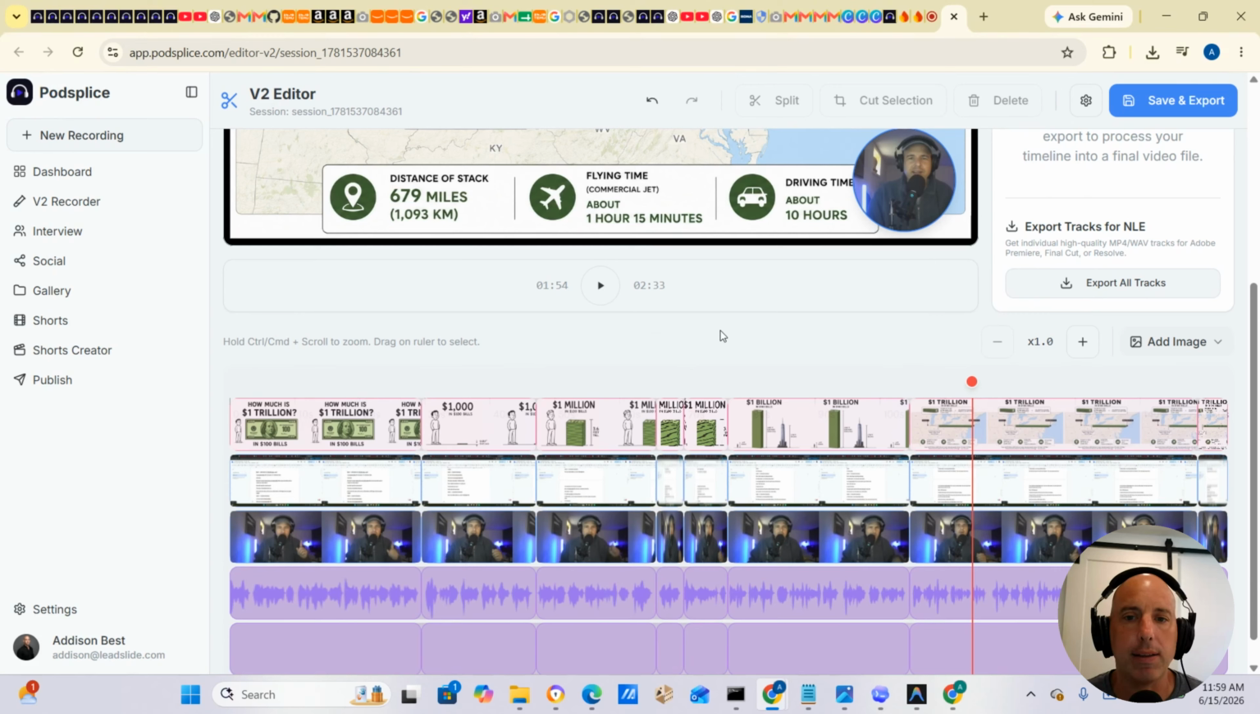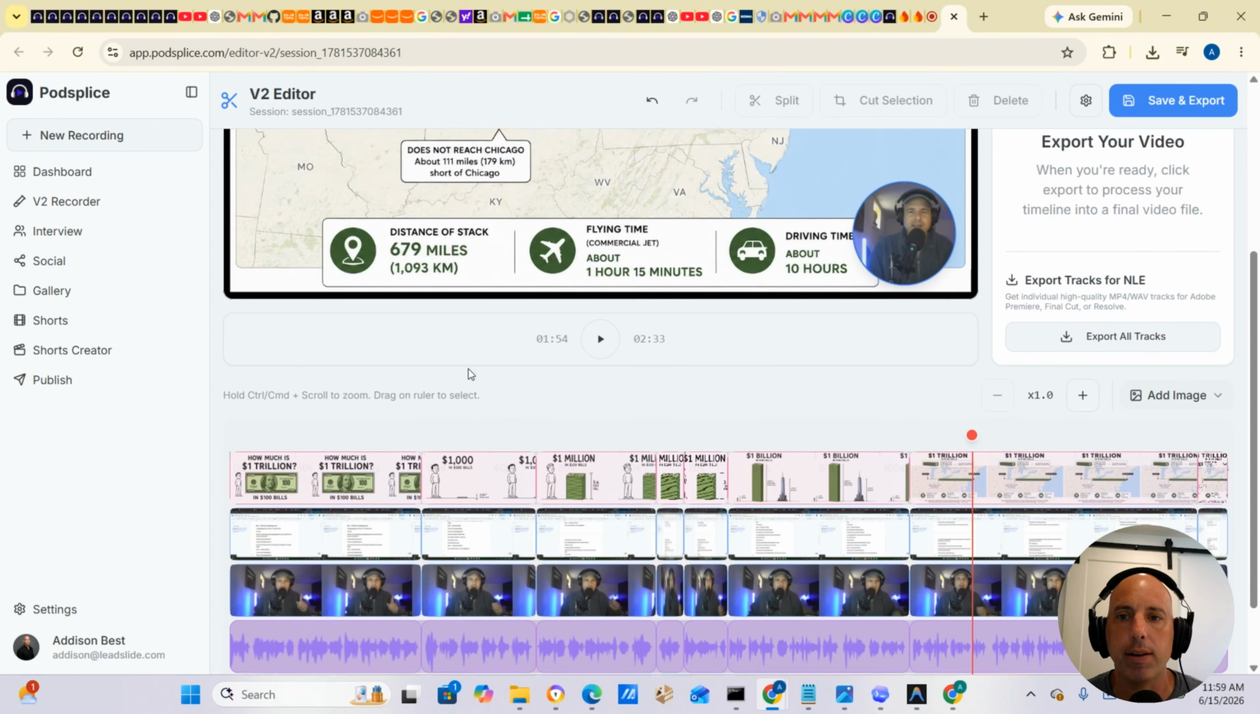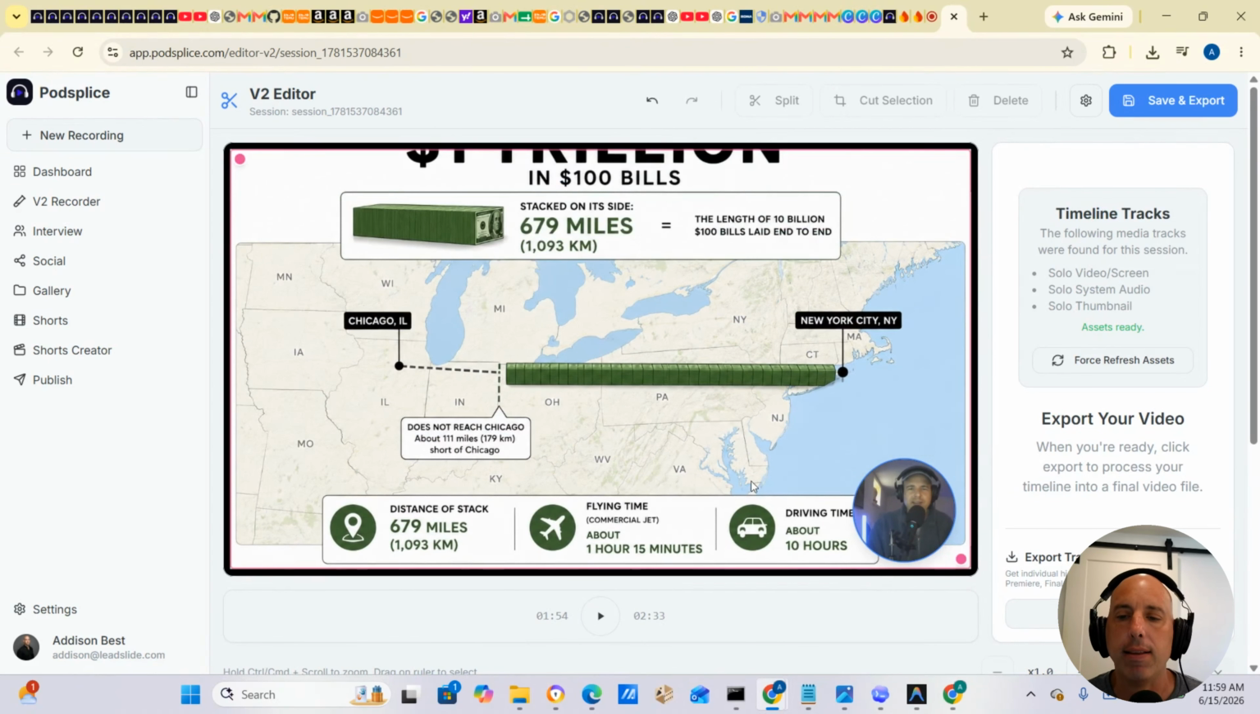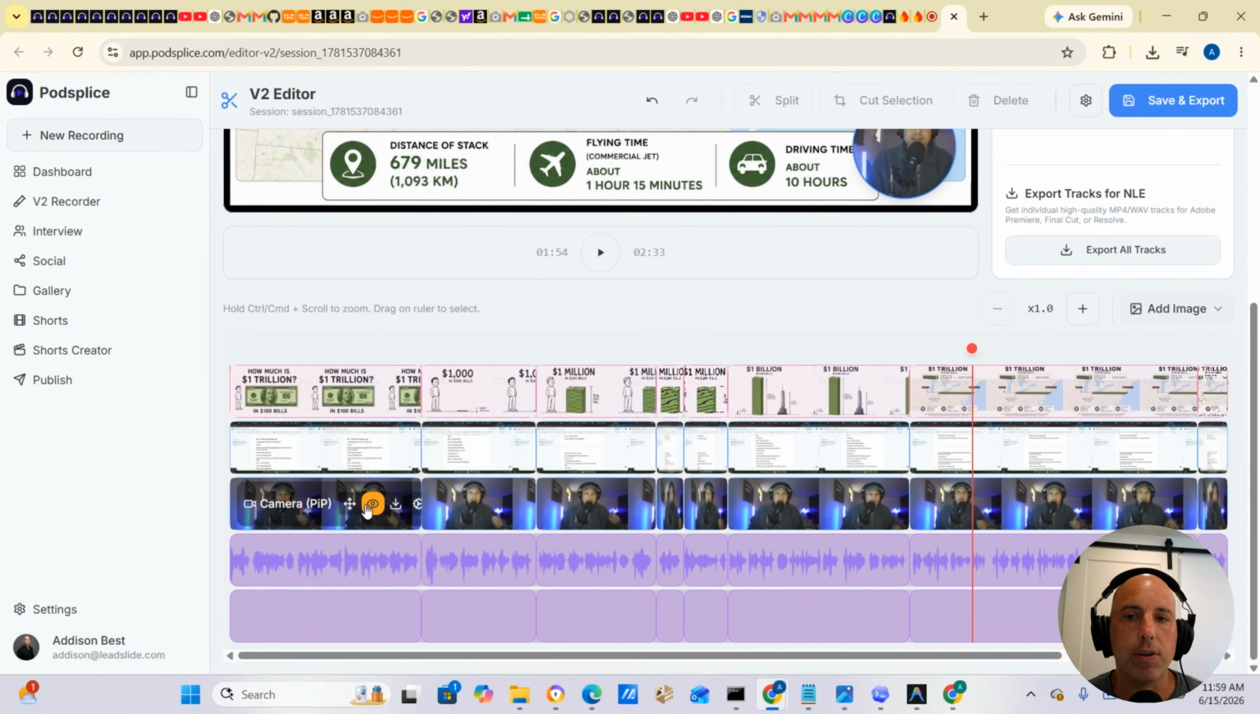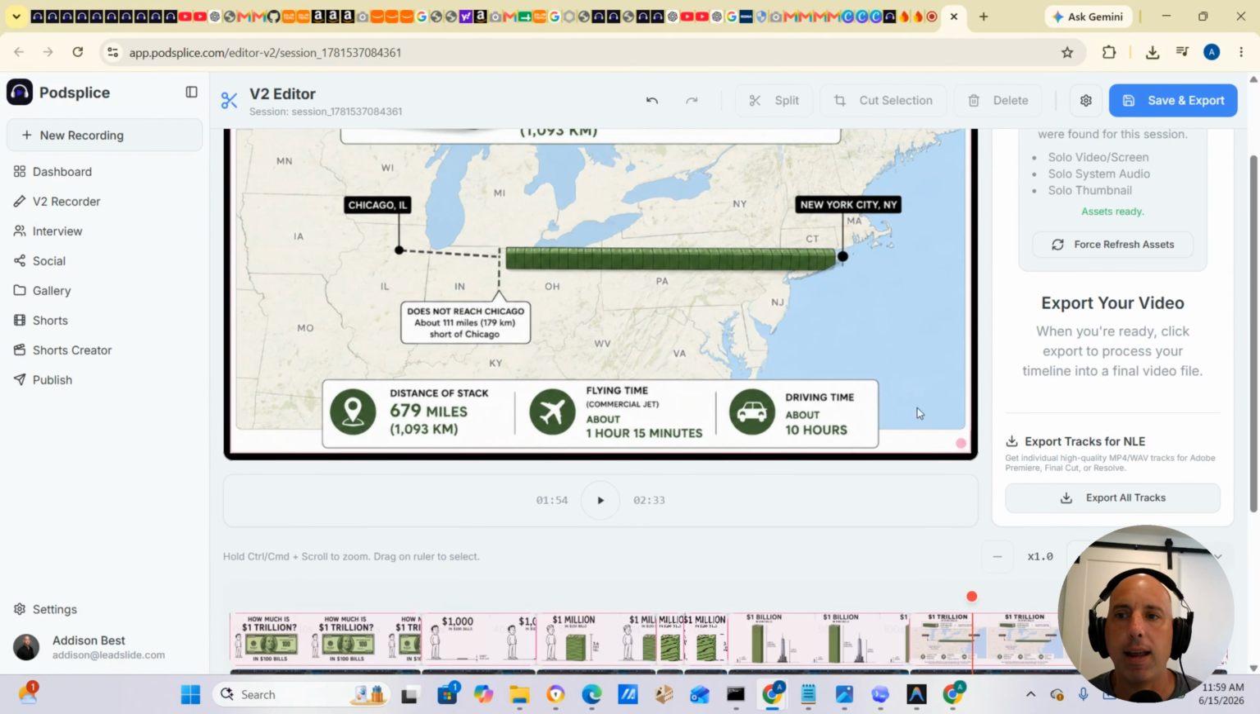So that's how you make a slideshow in Podsplice after. Even if you didn't have any slides or you just wanted to add a slide for part of it, that's all you have to do. And in this case, we're actually going to make it faceless. So all you have to do is hide the face, and then when you process the video, it won't be there.